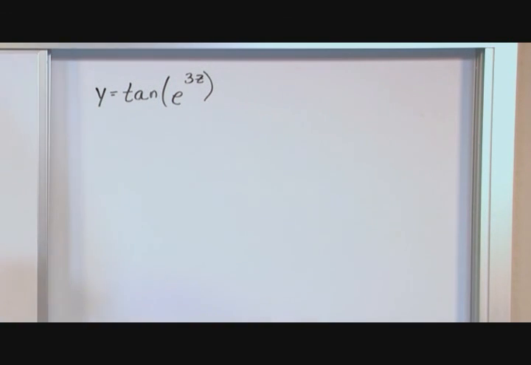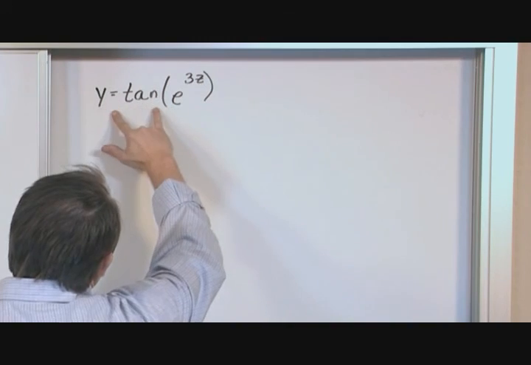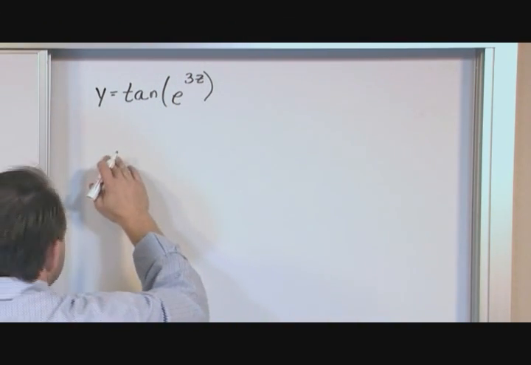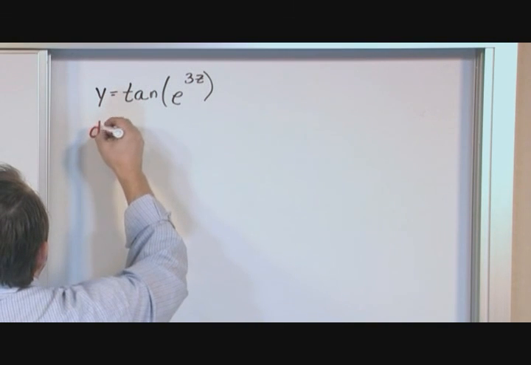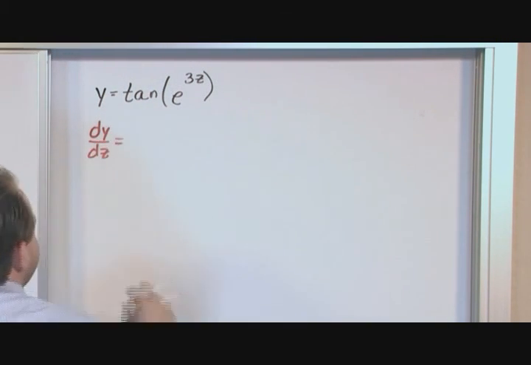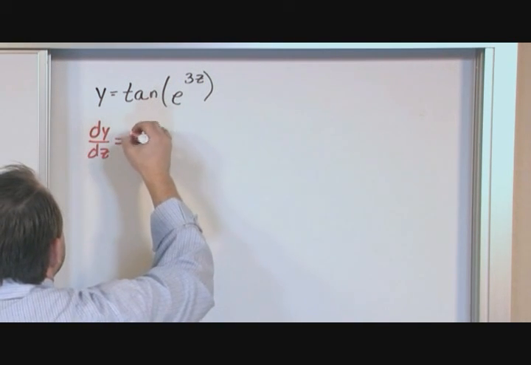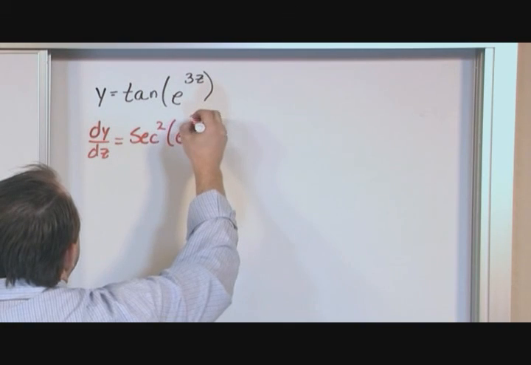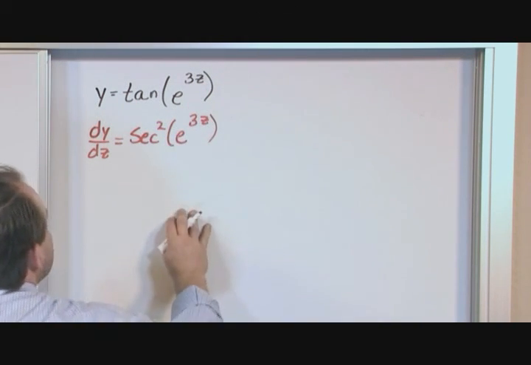All right? So the outer function I have is tangent, so I have to deal with that first, and then I'm going to multiply by derivatives of the inside as I go. So dy/dz is equal to, what's the derivative of tangent? It's secant squared. So we have secant squared of the argument, e to the 3z. Okay? But we can't stop there.